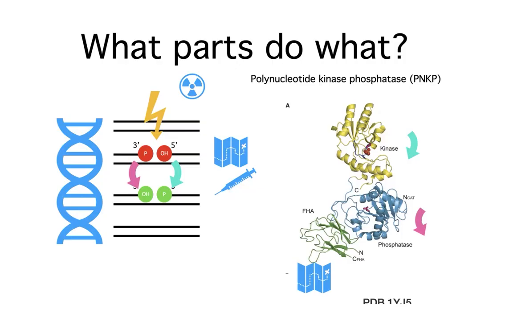PNKP needs to do 3 things, and it separates these into 3 domains. Its FHA domain recognizes the damage. Then the phosphatase domain is going to remove the 3' phosphate, because what a phosphatase does is remove phosphate groups. And then at the 5' end, the kinase is going to do what a kinase does. It's going to phosphorylate that 5' OH. And now you have the proper conditions for DNA ligase to do its job.